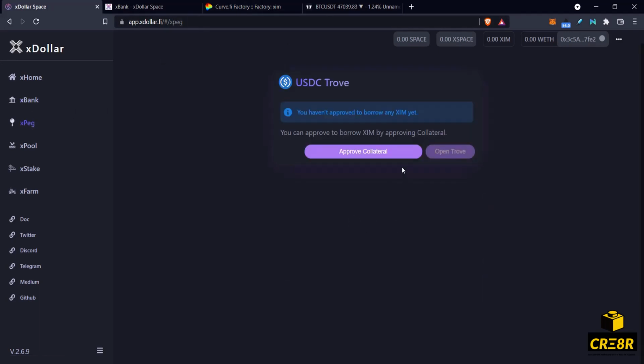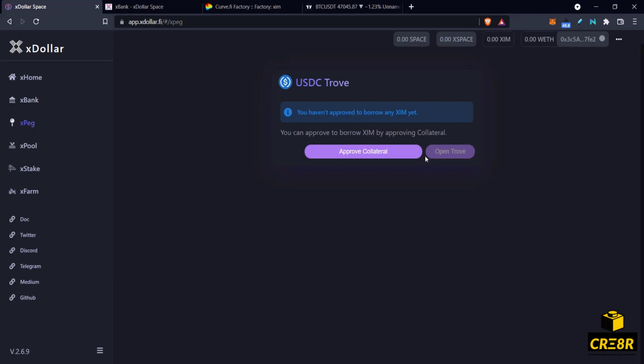And then there's this third way here, what they call the Xpeg. Now what this is, the protocol always assumes that XIM is worth $1. So if XIM is worth $1.05 or even some crazy number like $1.20, right, inside this market, then you can bring USDC here, which is $1, right? Let's say you bring 100 USDC, you can get 100 XIM from here, and then you can take those XIM and sell them for USDC and make a profit. So this is how they will help to bring the peg back down.